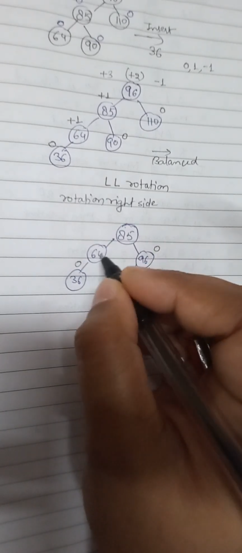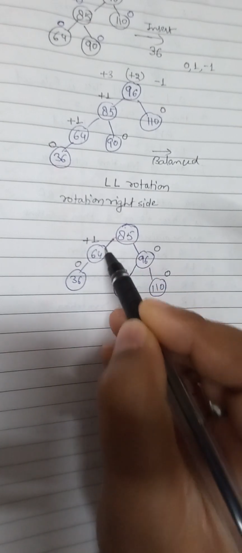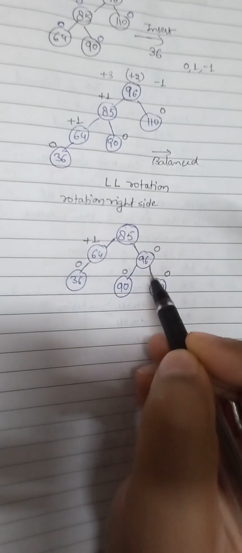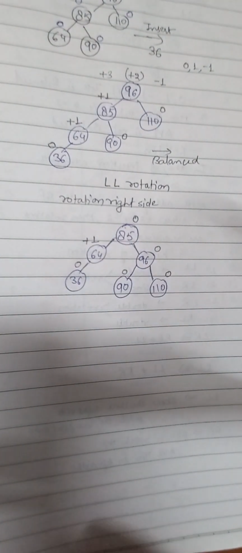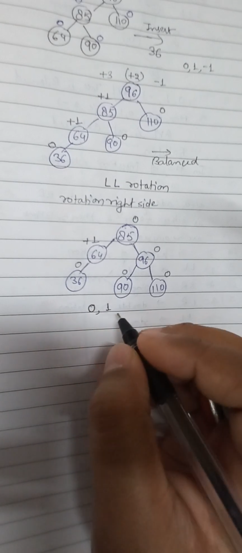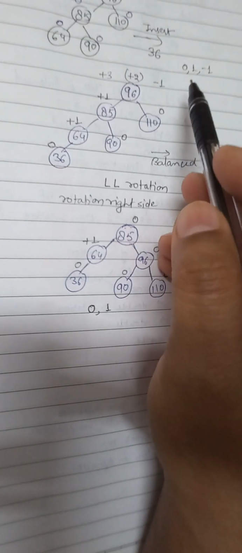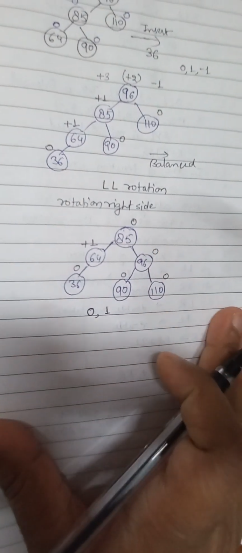64 is having one child on left hand side, that is 36, so because of left hand side, it is plus 1. Now we will see 85. There are two levels here, also two levels here. One level, two level, one level, two level. So both sides balanced. Left hand side two levels, right hand side also two levels. So balancing factor will be 0. So now we are able to see the balancing factors of the AVL tree are 0 and plus 1. So it is balanced, because we can say the AVL tree is balanced whenever balancing factors are 0, plus 1 and minus 1. When it is more than that, then we have to do rotation. We can say that it is not balanced.